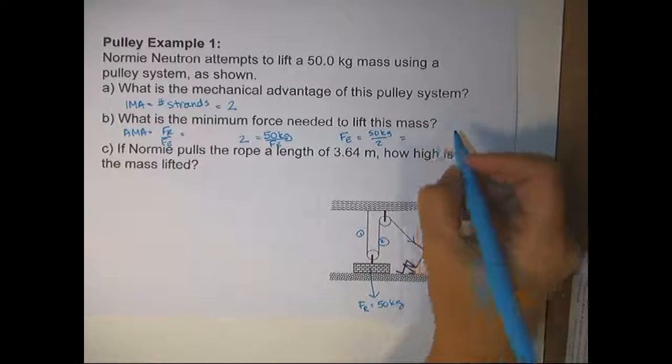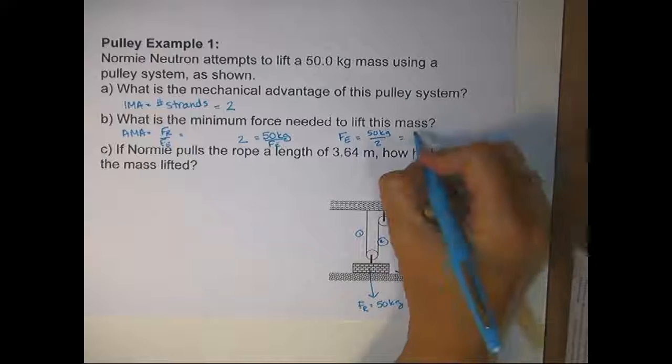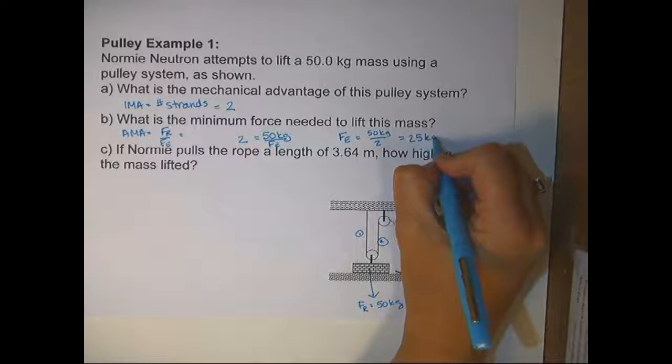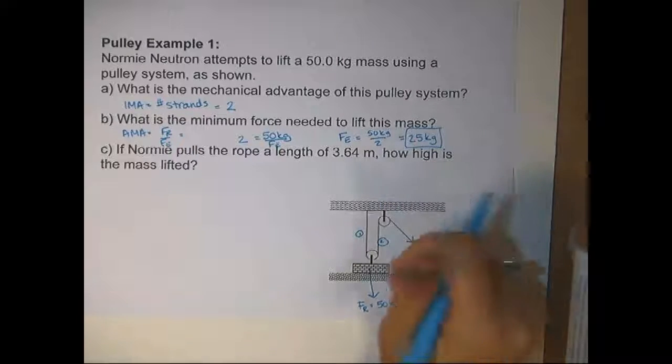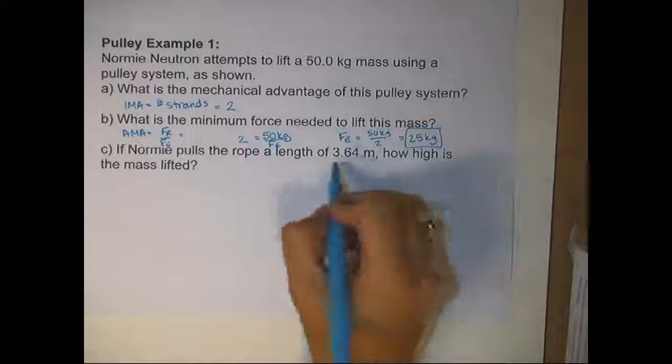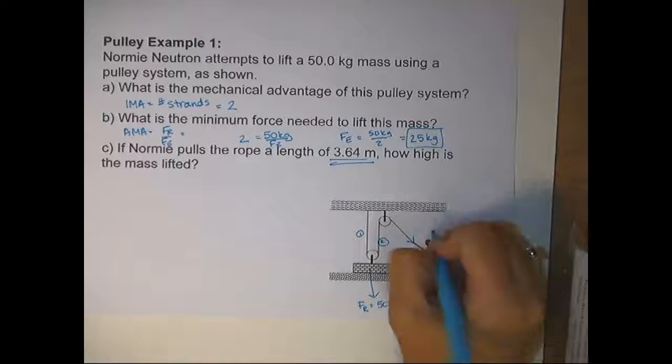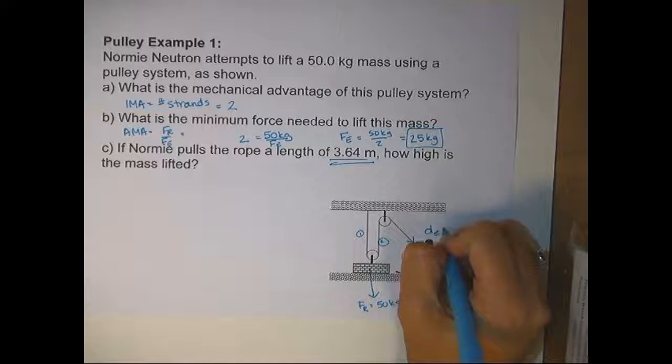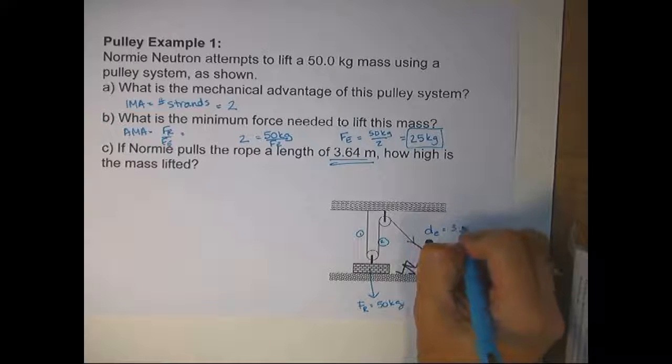Use your calculator if you have to. Hopefully you don't have to. And we get 25 kilograms. That's how much effort he's going to need to pull to lift this load. Then it says if he pulls the rope 3.46 feet. So this is my DE. He's going to pull that much rope.